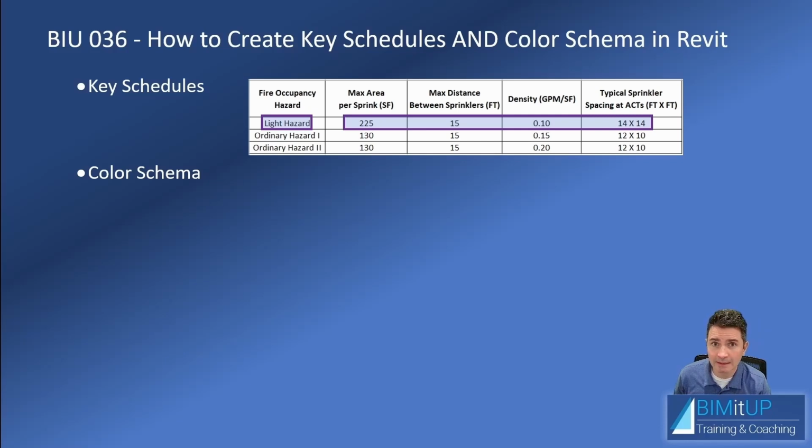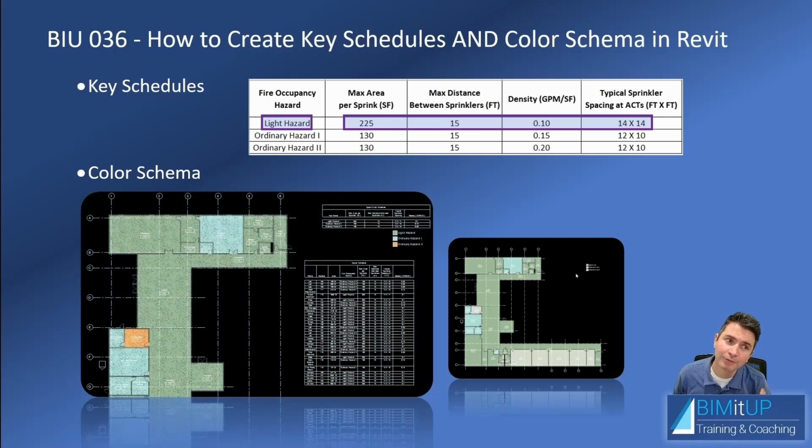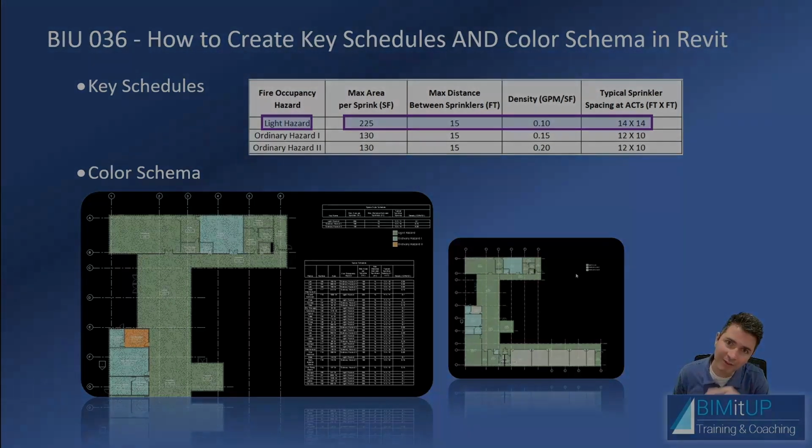What this is going to allow you to do is to shade your floor plan in different colors depending on your fire occupancy hazard. And this can have a ton of applications. So I hope you find it useful, and I'll see you in Revit.